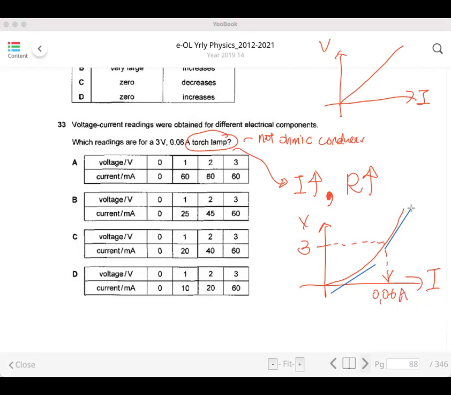So now you know that this is how it looks. All of them, 3 volt will give you 60 milliampere, so the 3 is all correct. All of them, the 0 is all correct. So which one shows this type of graph? Okay, so you got your 2 and 3, 2 and 1. From this graph, can you see what your answer should be?